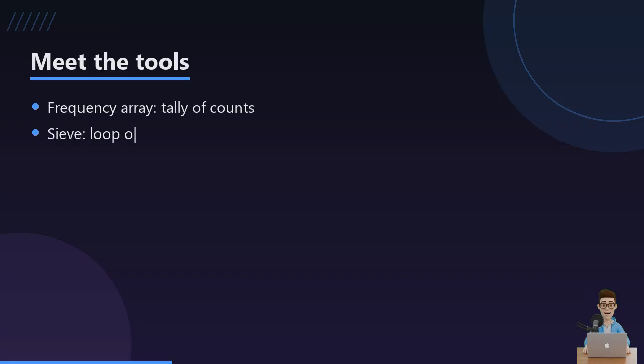Three simple ideas. A frequency array is just tally marks, how many times each number appears. A sieve means we walk through multiples of each value, like counting every second, third, fourth box. And a prefix sum is a running total, so we can jump straight to any index.